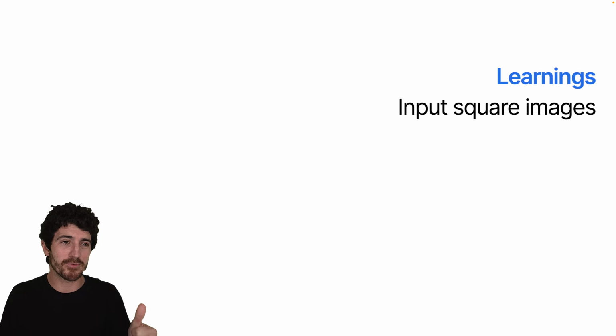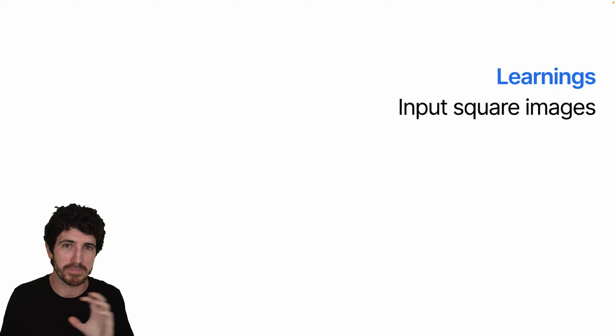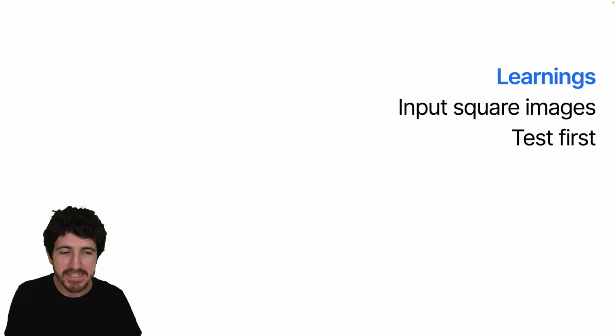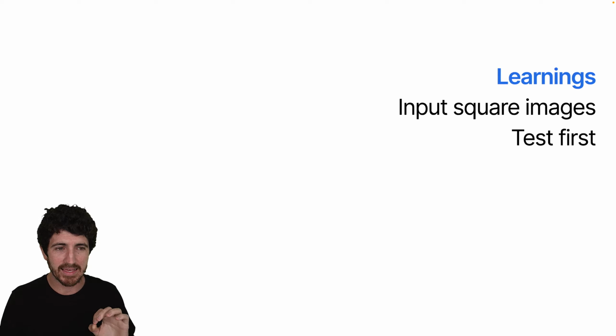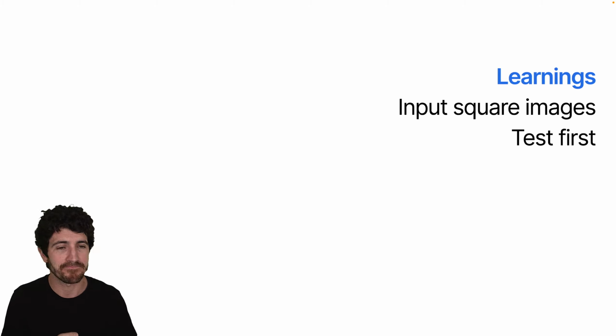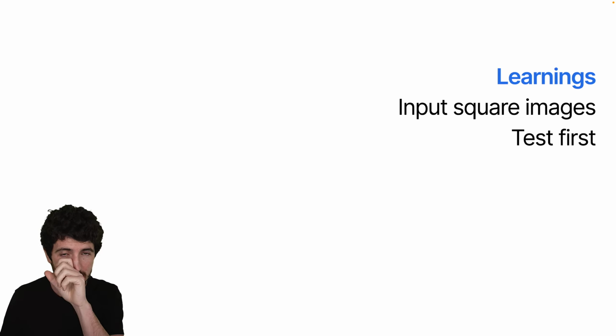All right, so input square images. Don't input stretched or other resolutions because it will mess up the output and it's a bit weird. Then test first. There is this -R flag that we can use on the framework, and that allows us to say, okay, I want this prompt and I want to generate maybe 10 or 15 images. It will generate 15 images for you, and the other thing you can do is put the steps really low.